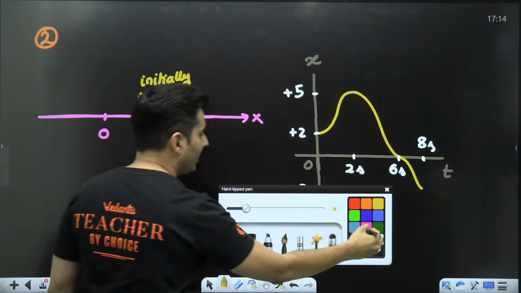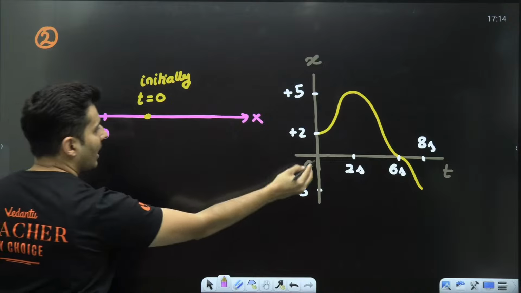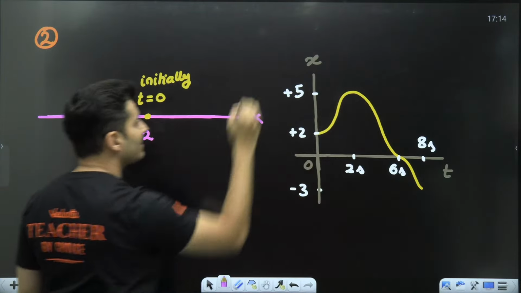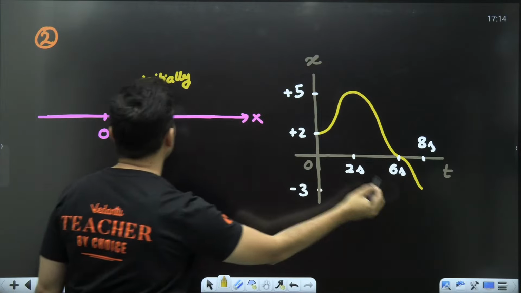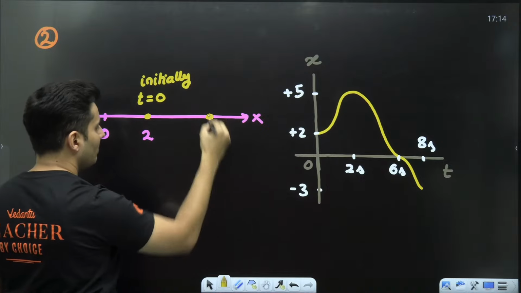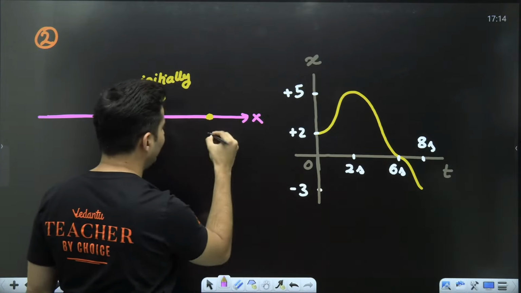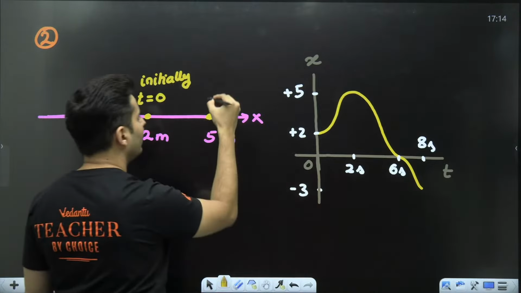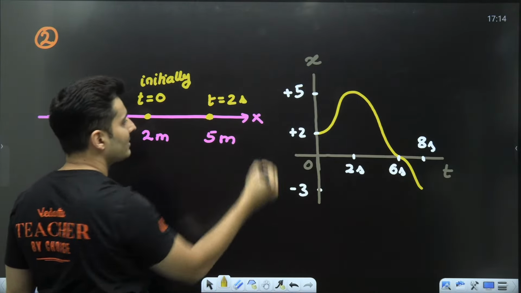Then after 2 seconds, where is she? At x equals 5 meters. So x equals 5 is maybe somewhere over here. This is basically 5 meters. So that is where she is after 2 seconds.